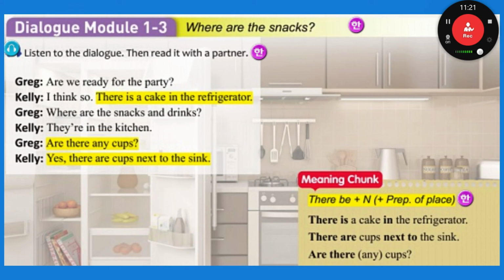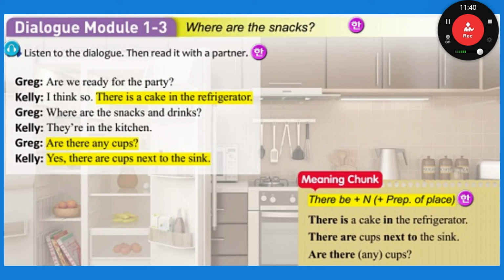Meaning chunk. There be plus noun plus preposition of place. Okay. We're using there is or there are. We're using present tense. When you have a question, you put are in the beginning. Are there.